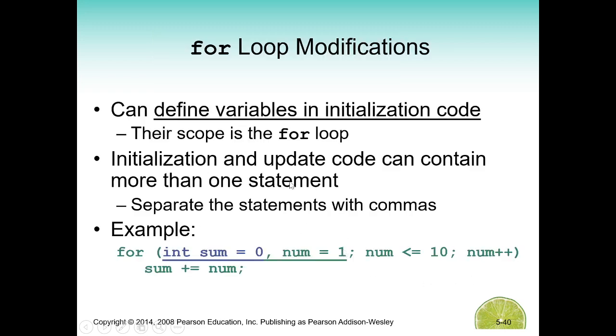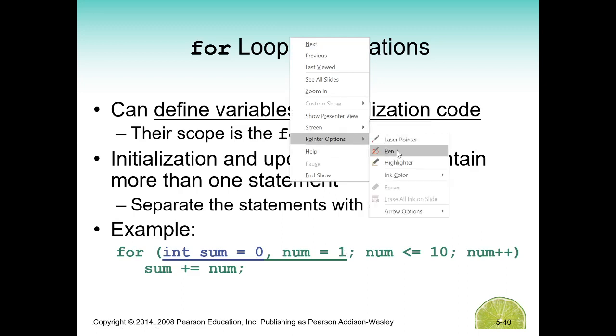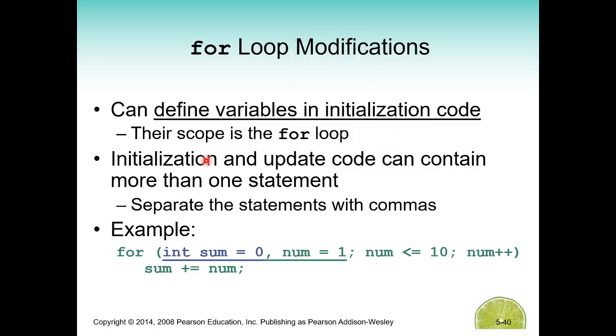Okay. All right. So let me use the laser pointer for clearer pointing. All right, more loop modifications here. We can define variables in the initialization code, so their scope is the for loop.